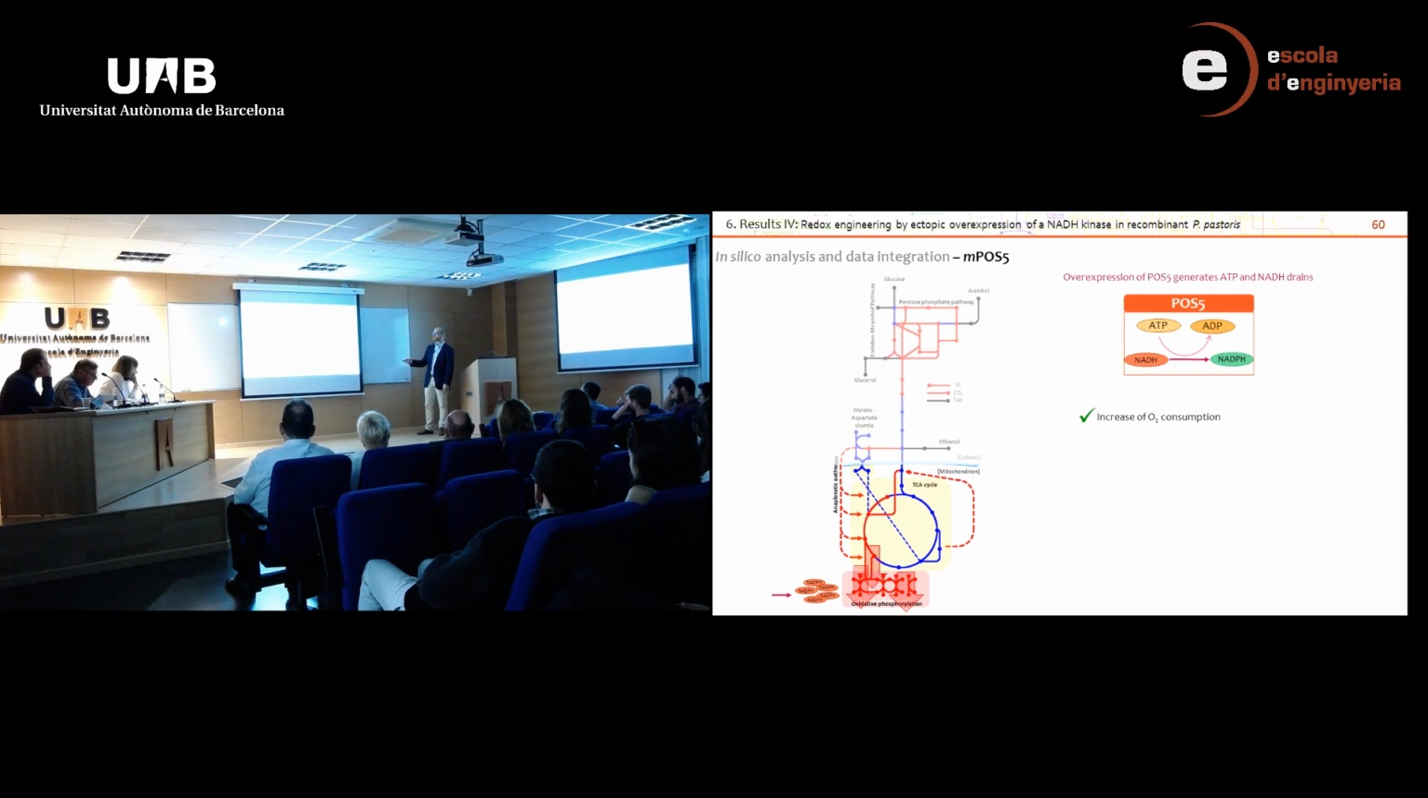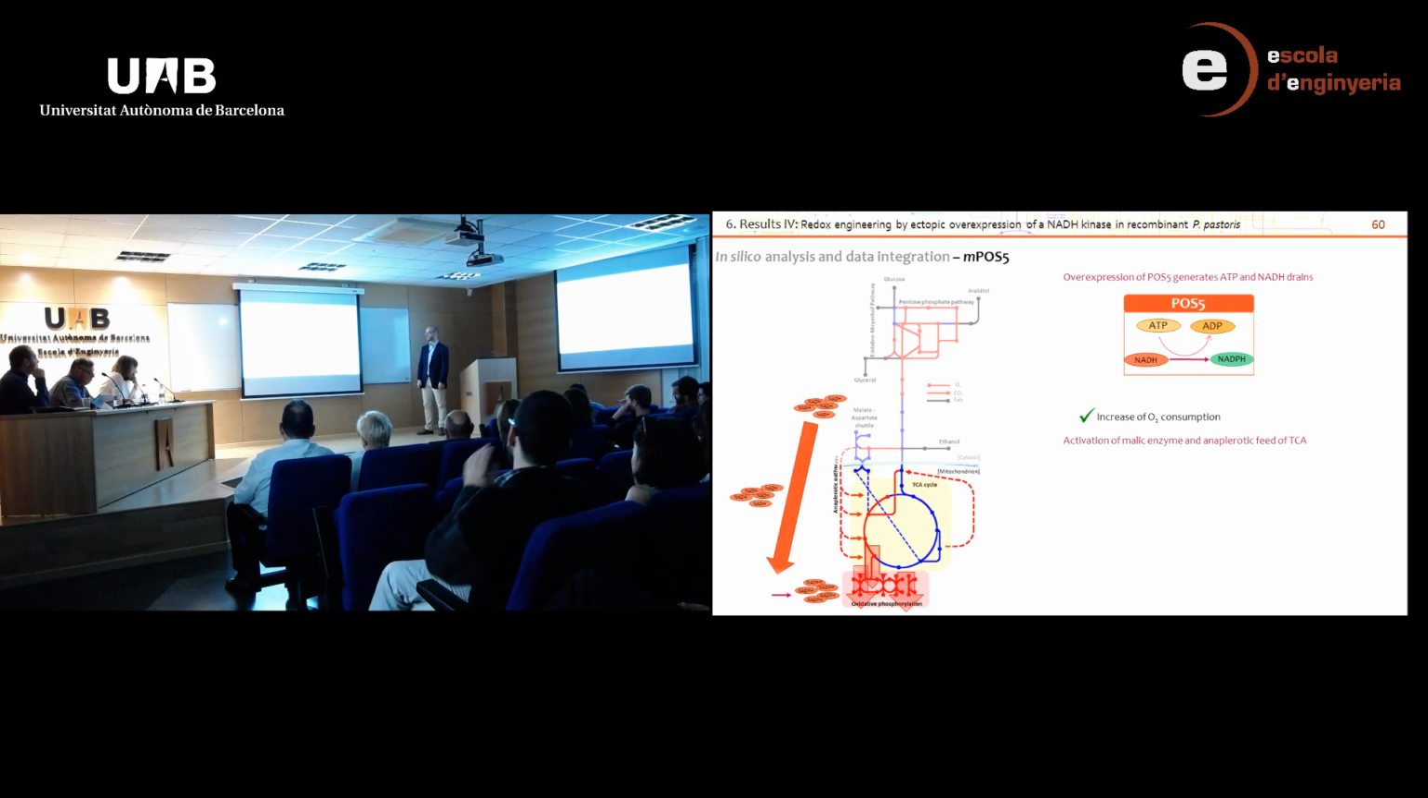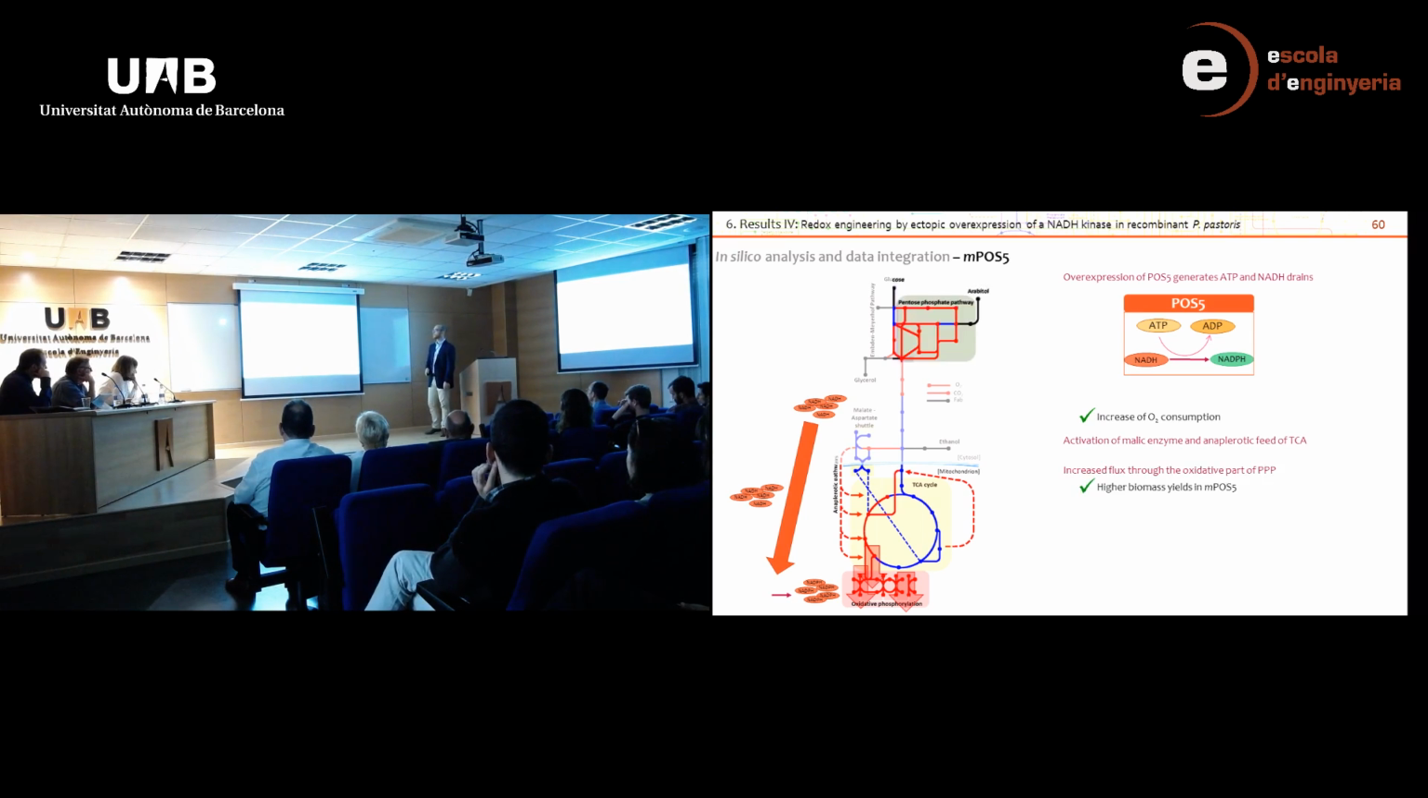And so, as we observe in our chemostat data, there's an increase in oxygen consumption. As we are consuming NADH, there have to be alternative pathways for generating NADPH. That could be the activation of malic enzyme or an anaplerotic feed of TCA. Finally, we predict that in these conditions, we have an enhancement in the pentose phosphate pathway activity that is in correlation with higher biomass yields observed in the mitochondrial strains.